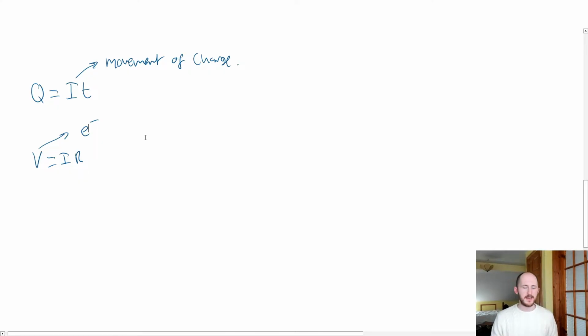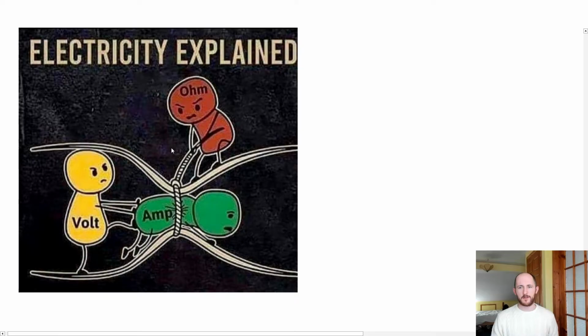And I have a very nifty diagram to show you roughly how this looks. So an amp is a current, so it's just your charge carrier. So in this case, it's an electron. The volt is the energy that's pushing the electron around the circuit. And the ohm is making it difficult for the amp to get through.